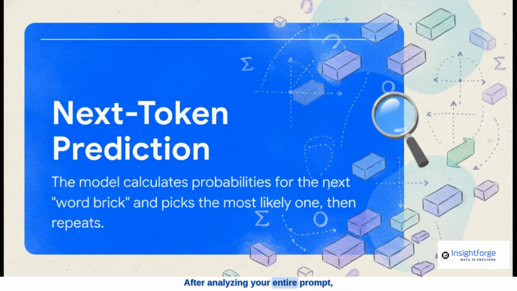After analyzing your entire prompt, the model looks at all the billions of possible Lego bricks it knows and calculates the probability for each one. Then it just picks the one that's most statistically likely, adds it to the sentence, and then does the whole thing over again for the next word and the next until it's done.